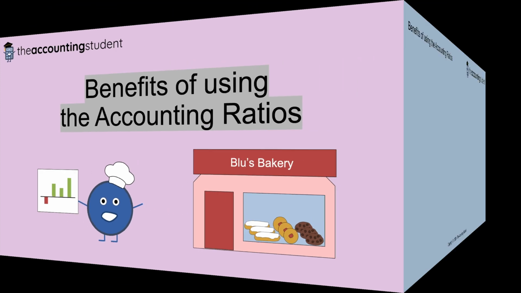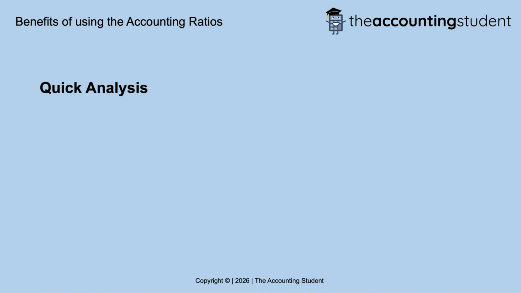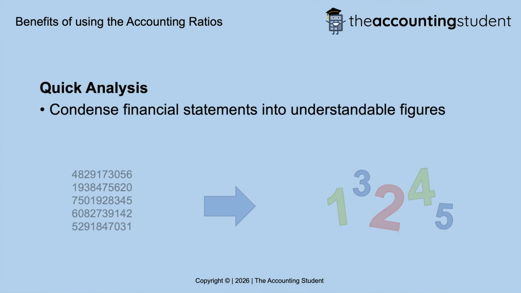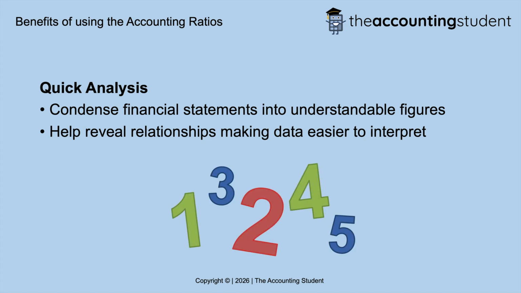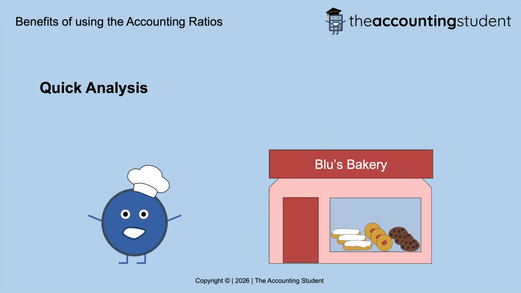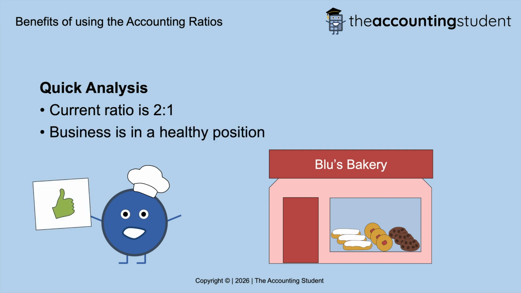Number 1. Quick analysis. The ratios condense detailed financial statements into understandable figures, and they help reveal relationships between accounts, making financial data easier to interpret. For example, with our friend Blue and their bakery, they might work out that the current ratio is 2-1, and this means that they have £2 of assets for every £1 of liability, and this gives a quick summary that the business is in a healthy position.